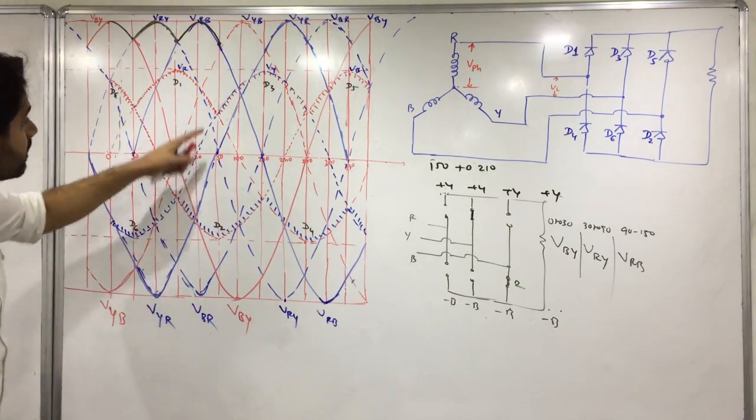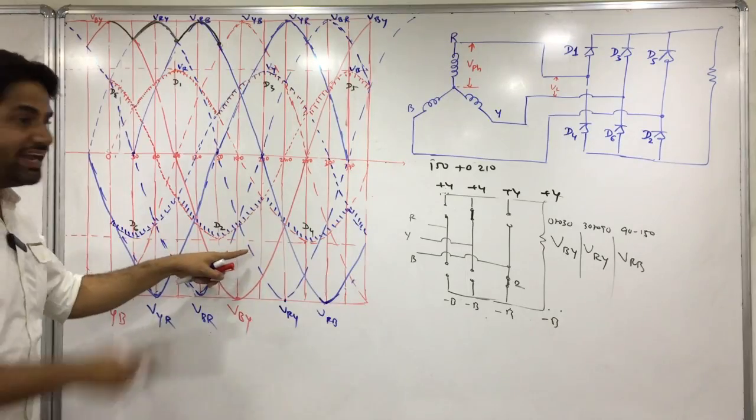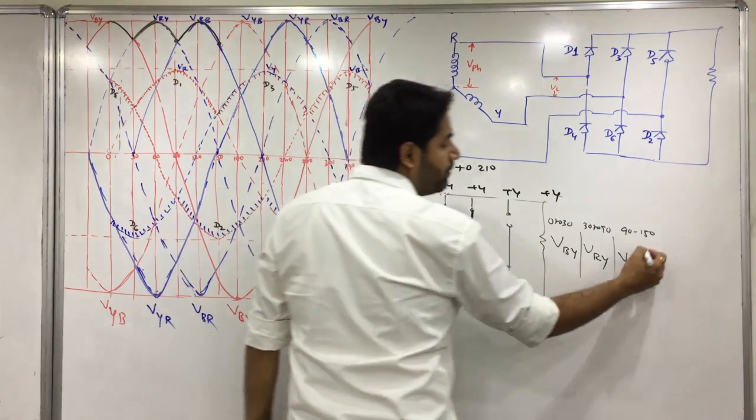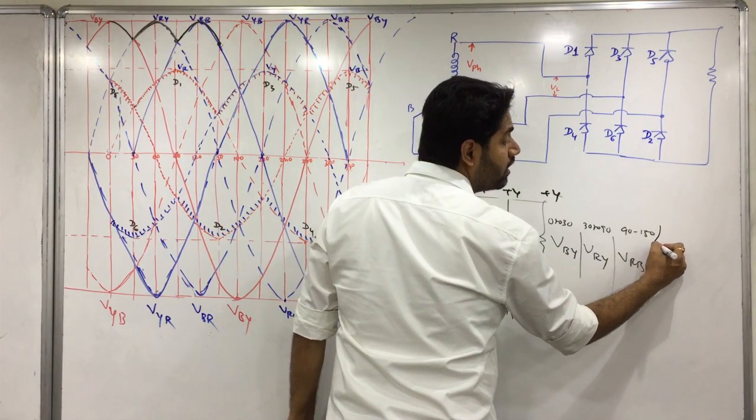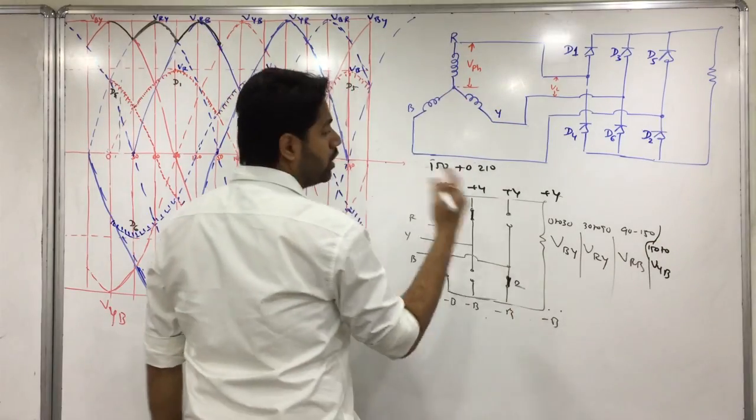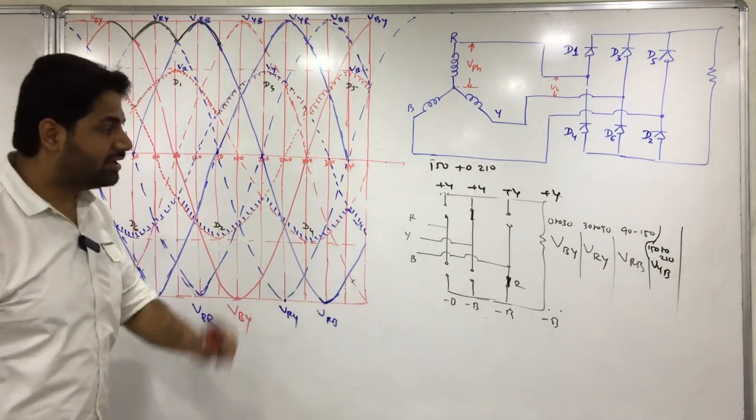And negative, see, it is still continuing. It is still continuing. D2 is still conducting. So this is the only thing which will be having. So YB will come. So now here VYB, it is for 150 to 210. Clear?